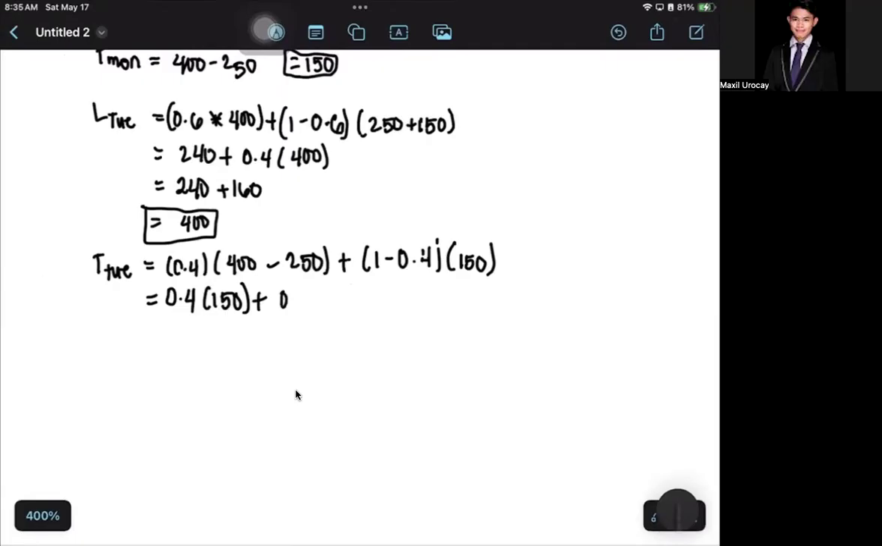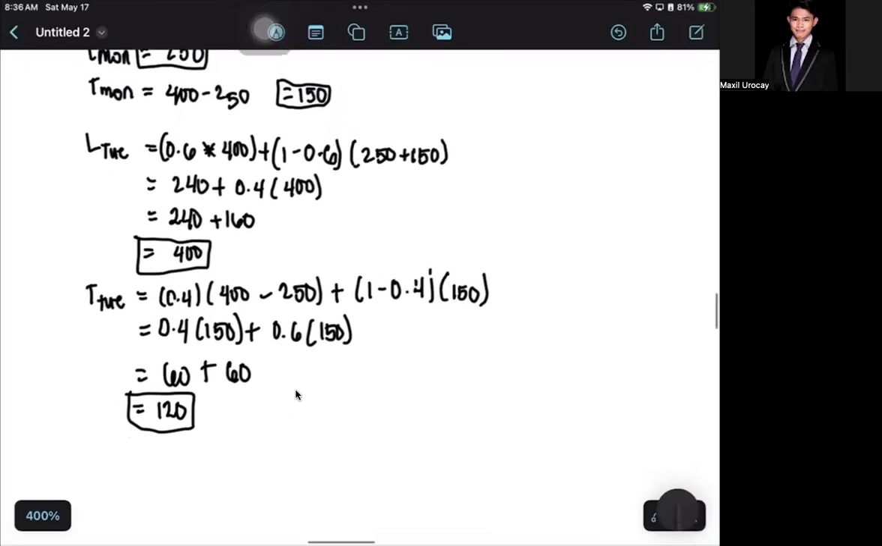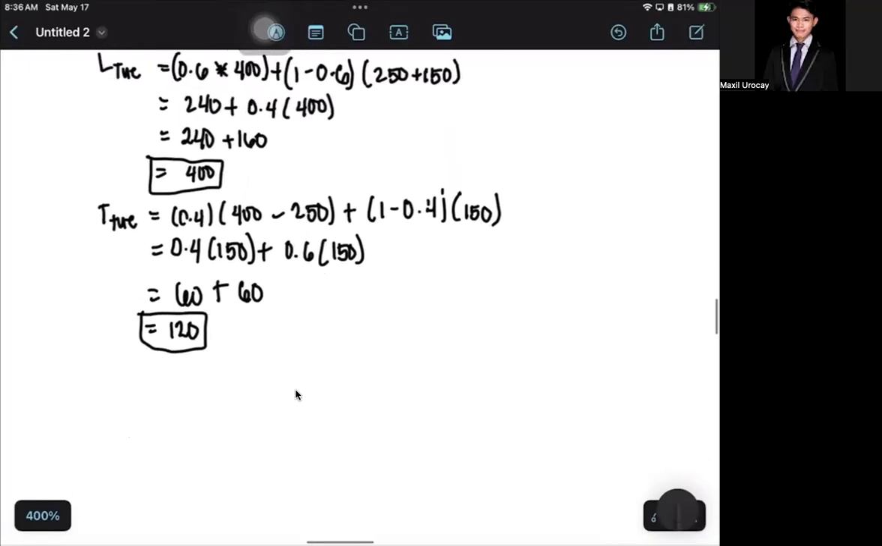Then 0.6 times 150, plus 0.4 times 150, that is 60. 60 as well here. So that will become 120. So that means the trend right now is 120. So you'll proceed to the level of Wednesday.